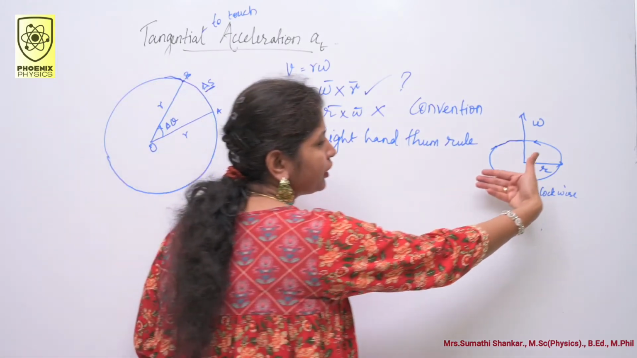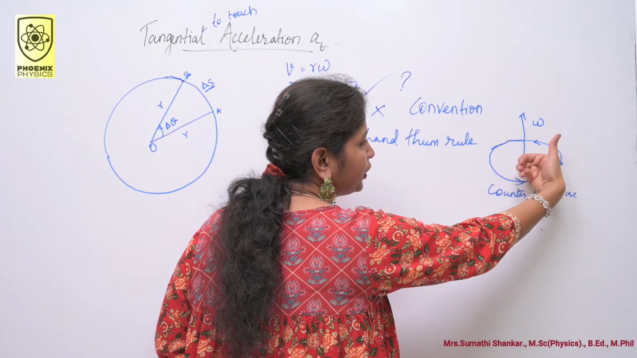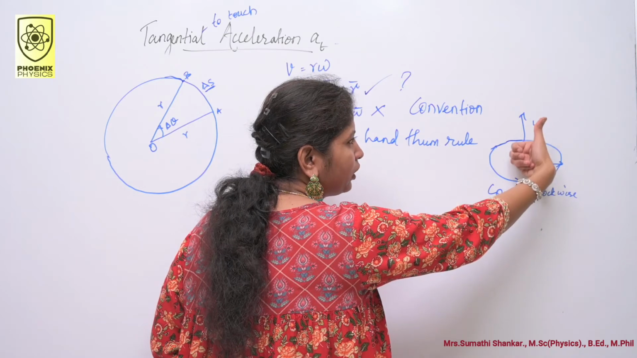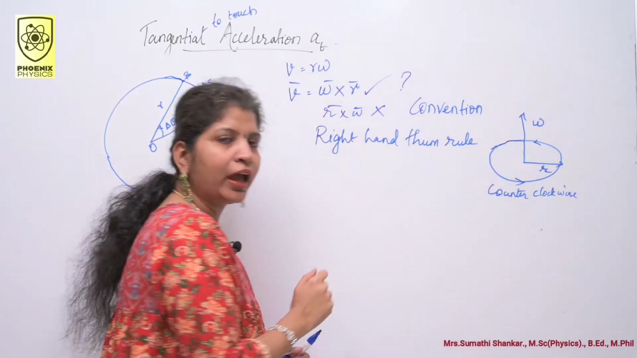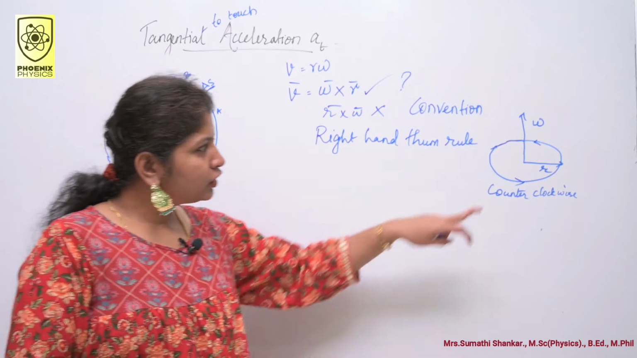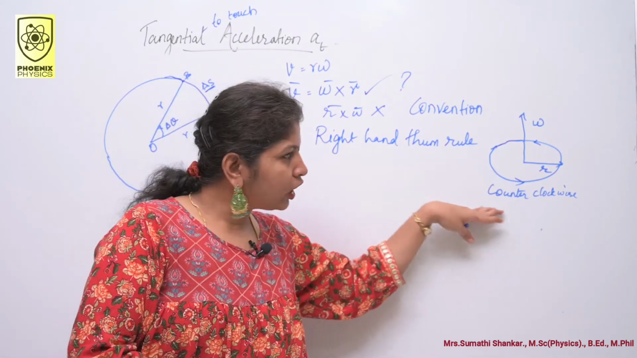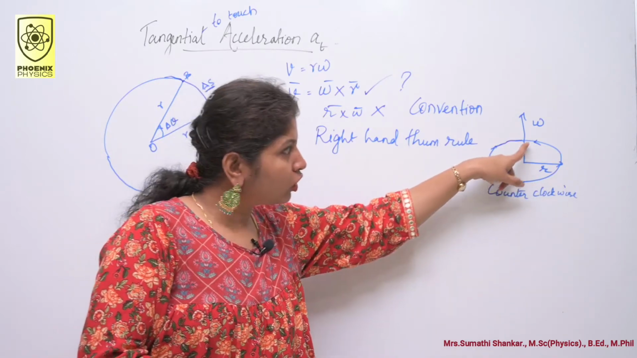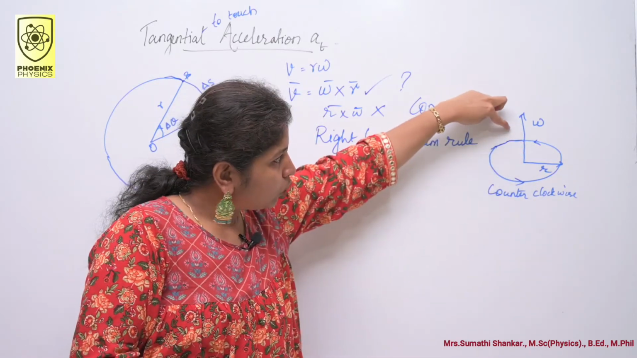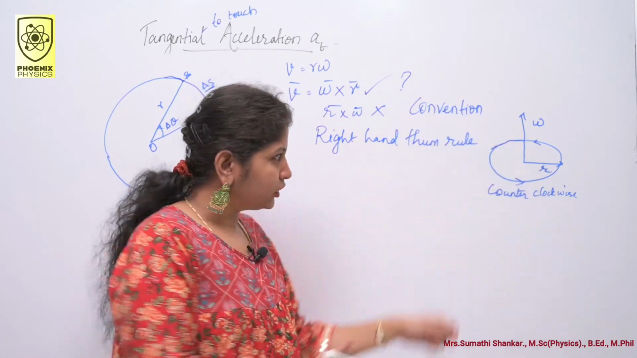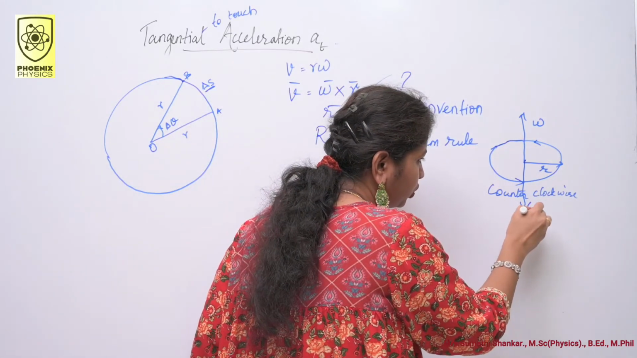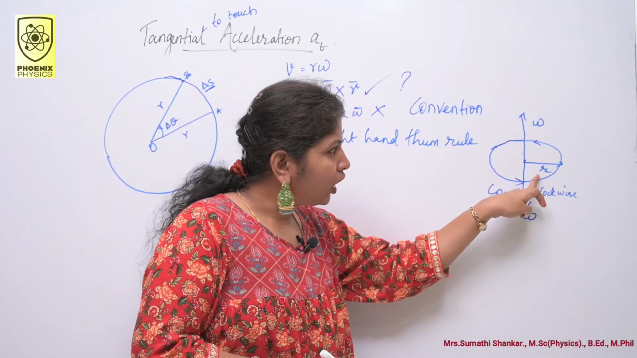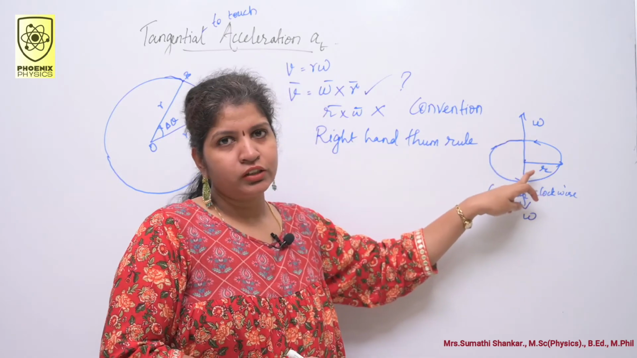Just place your right hand like this, curl your fingers in the direction of rotation of the object, then your thumb will point in the direction of angular velocity. Here the rotation is along the counterclockwise direction like this. Suppose the rotation is along the clockwise direction, it means omega points in the downward direction like this. Okay, so here omega and r are perpendicular to each other.